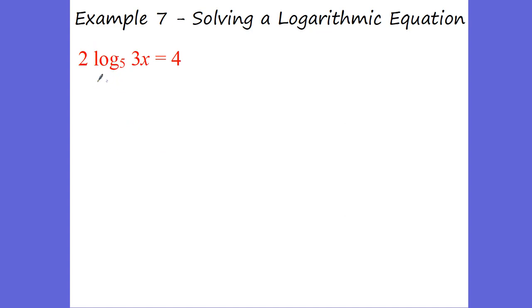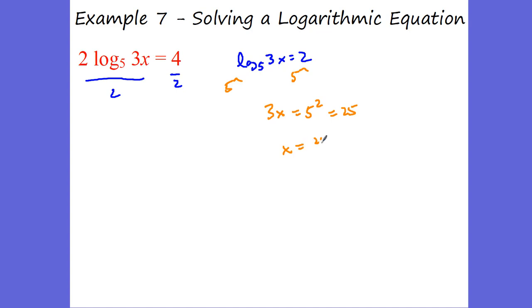Here we're going to first divide by 2. So we have log base 5 of 3x is equal to 2. How do we do the log base? What's the algebra of log base 5? It's 5 to the. And so we're left with 3x is equal to 5 to the second power, or 25. We're going to divide by 3, so x is equal to 25 thirds, and that is your answer.